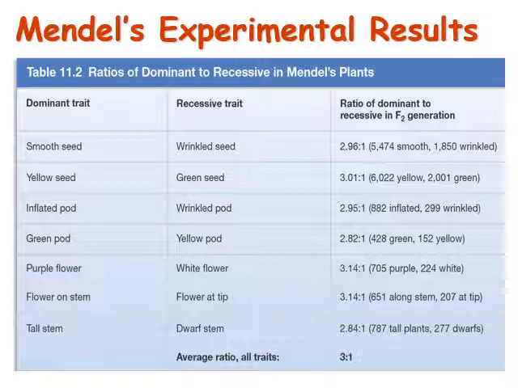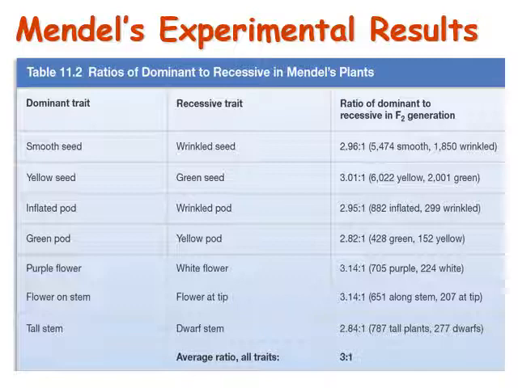For example, when he crossed a pure breeding tall plant with that of a pure breeding dwarf plant, he got the F1, all showing tall plants. But on selfing this F1, he got the F2 generation, which was in the ratio of 2.84 tall plants is to 1 dwarf plant, which is almost 3:1. He did individual experiments for each of these 7 traits, and he got almost the same ratio of 3:1.